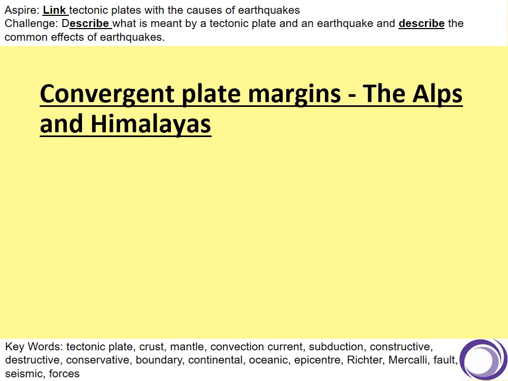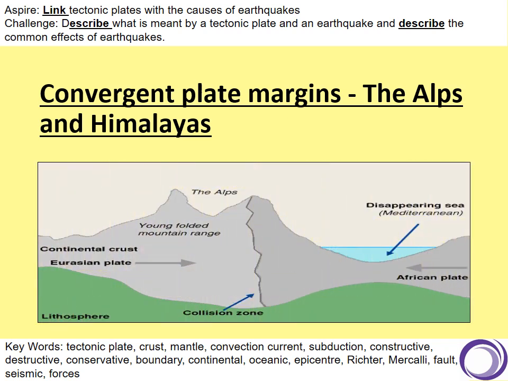So another area where plates are meeting, moving towards each other, is a convergent plate margin, for example, where both the Alps and the Himalaya mountains are formed. In this case, what you are having are two continental crusts moving towards each other, and we end up with something called a collision zone where those two meet. And as a result, we end up with mountain ranges, which are constantly growing.